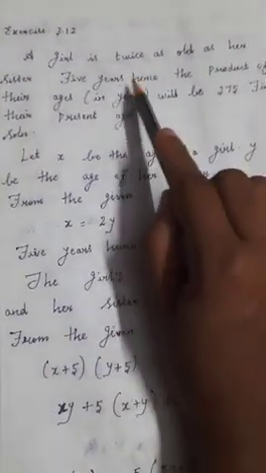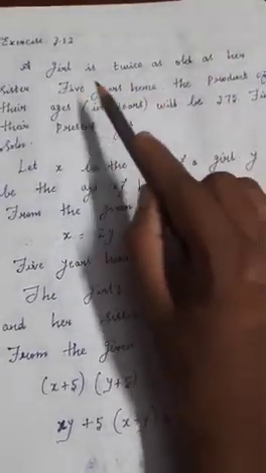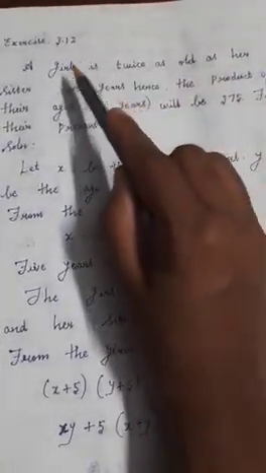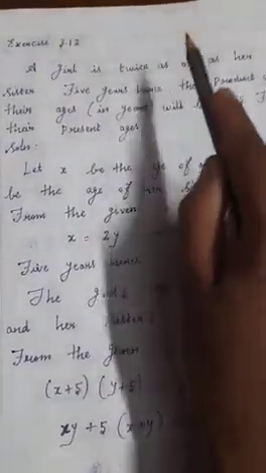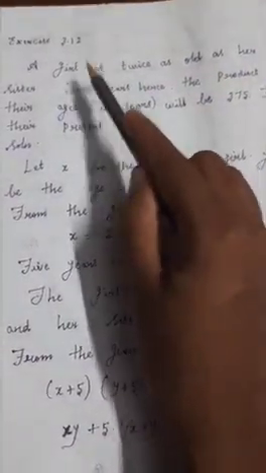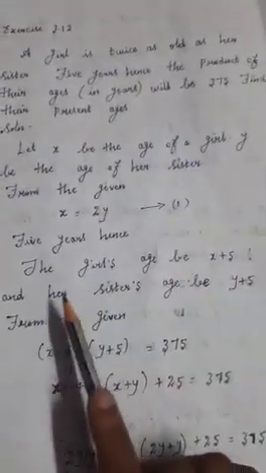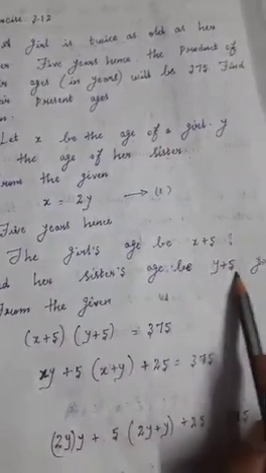After that they have given 5 years hence. So 5 years hence means after 5 years only. You know that after 5 years you need to add 5. So the girl's present age we have considered as x and her sister's age as y. After 5 years the girl's age will be x plus 5 and her sister's age will be y plus 5. So you have to write the girl's age as x plus 5 and her sister's age as y plus 5 years.